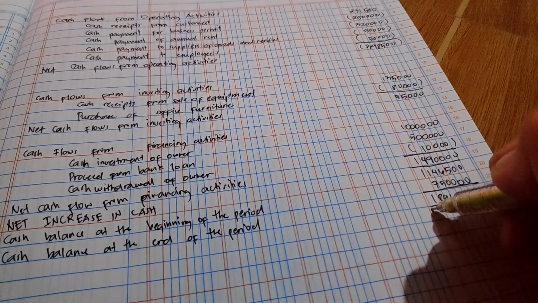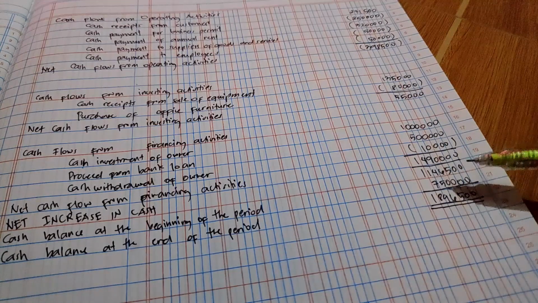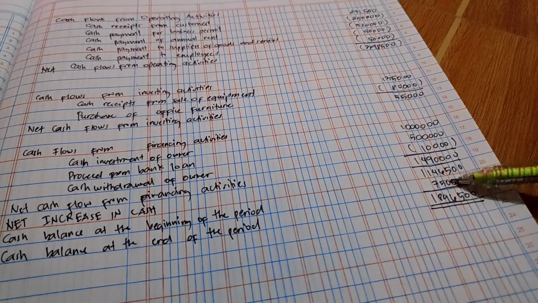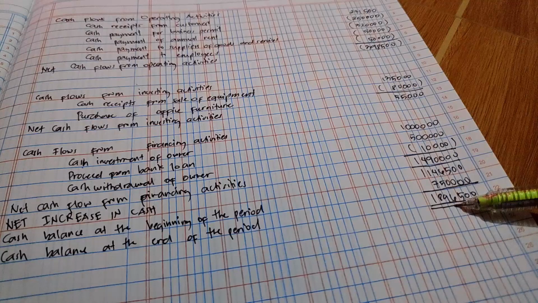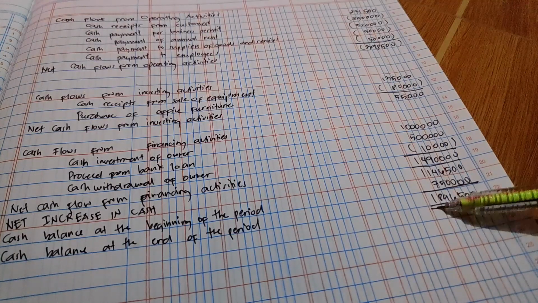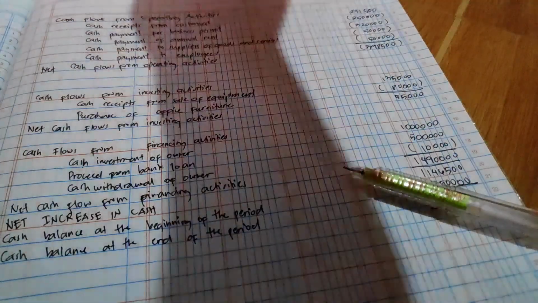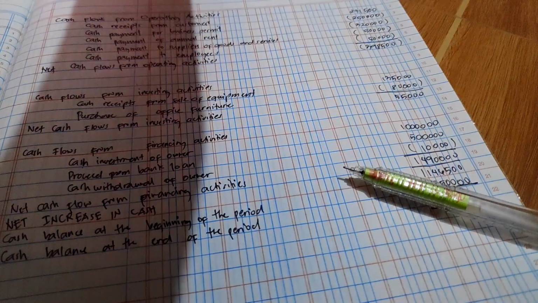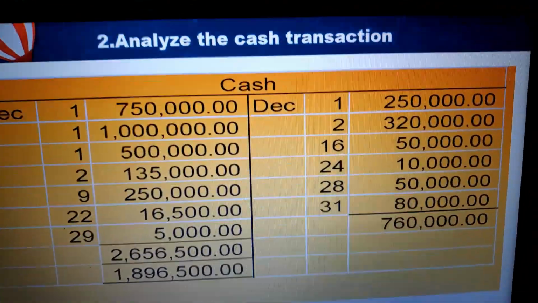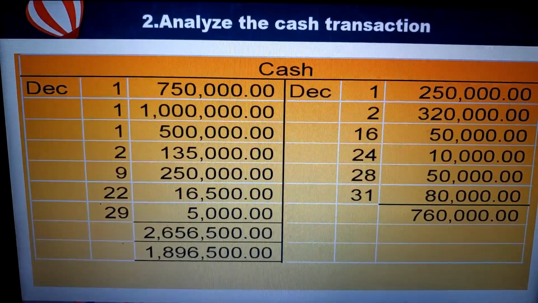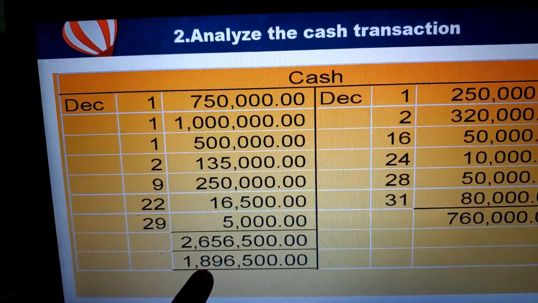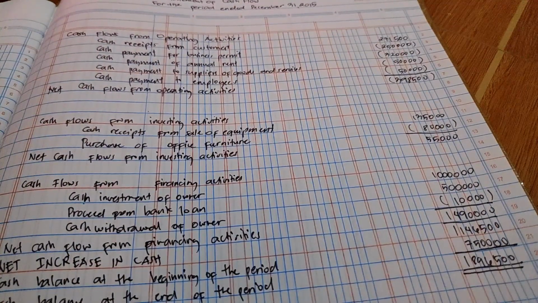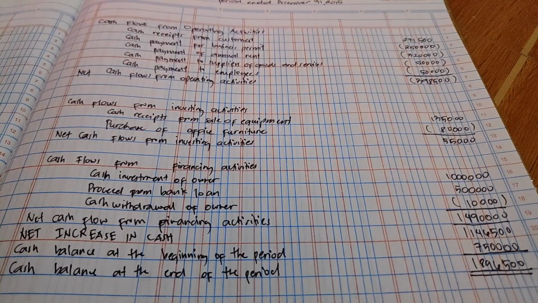So it is 1,896,500. So mag-double check dayon ka. So as you can see, kung naa kay cash balance at the beginning of the period, imo lang siyang i-add sa imuhang nakuha nga net increase in cash. Then makuha dayon nimo si cash balance at the end of the period, which is 1,896,500. So for you to be able to know if you are correct, you will go back to the general ledger or the T account of your cash. So ang iyahang balance is 1,896,500.